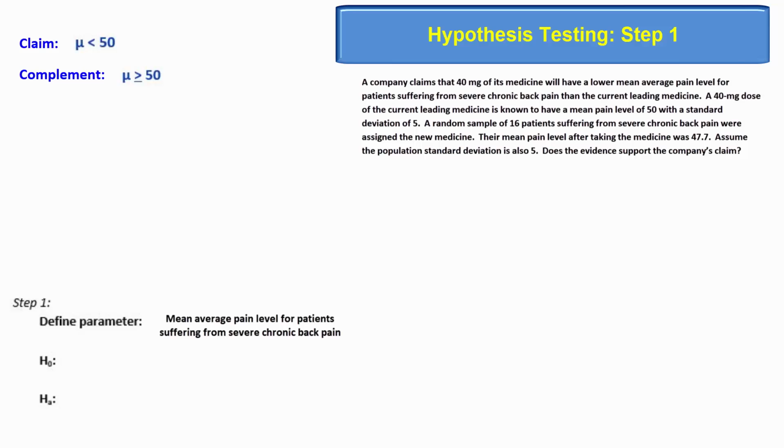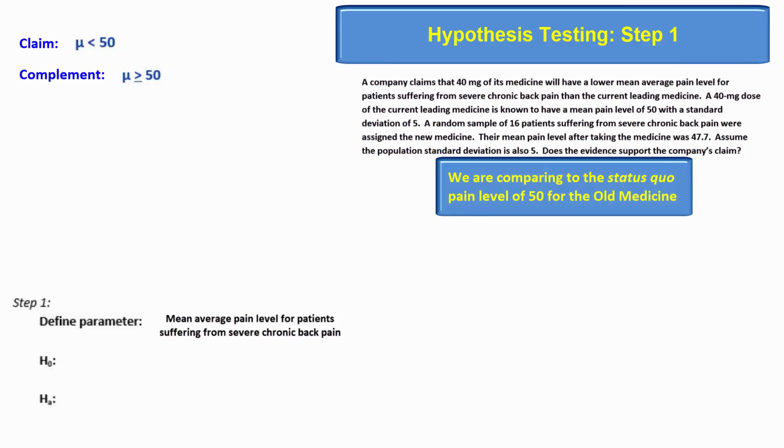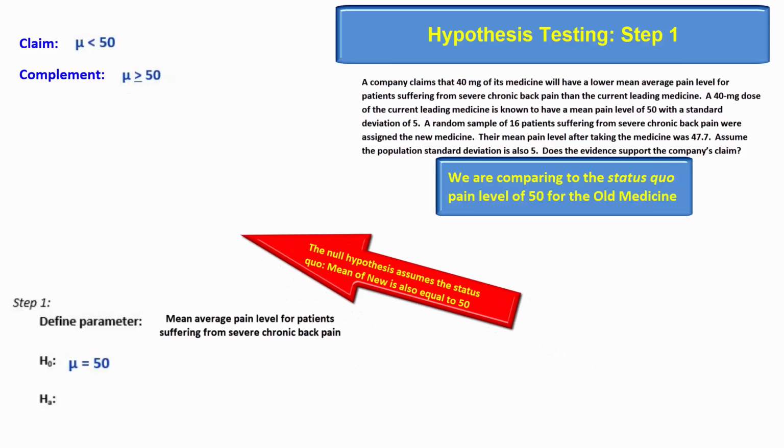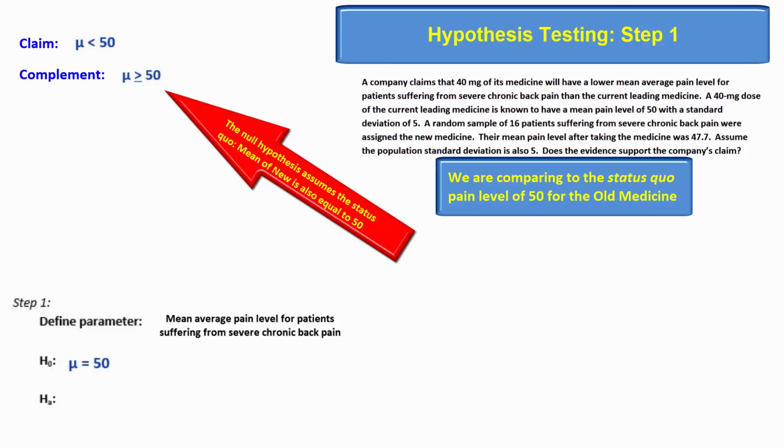Now, the mean of 50 is not a number that a company pulled out of the blue. It's the mean average of the best medicine on the market. Since the null implies the status quo, the null hypothesis must be the one statement that says the mean can equal 50. Thus, the mean is greater than or equal to 50 becomes the null hypothesis and then actually collapses to simply stating that the mean equals the status quo of 50. Therefore, of the two math statements, the claim and the complement, the one with the condition of equality is always going to become the null hypothesis.